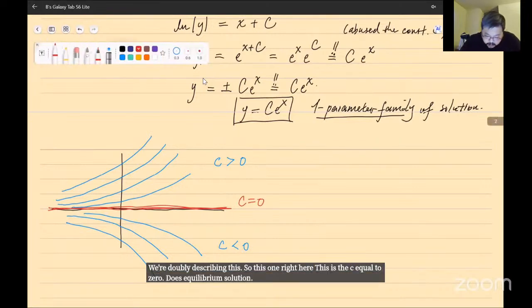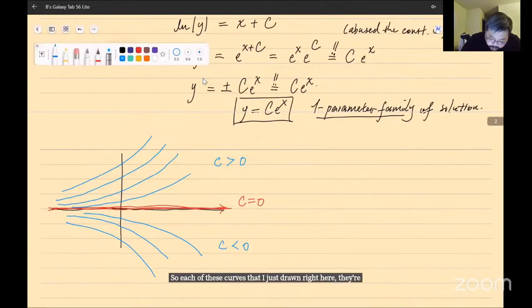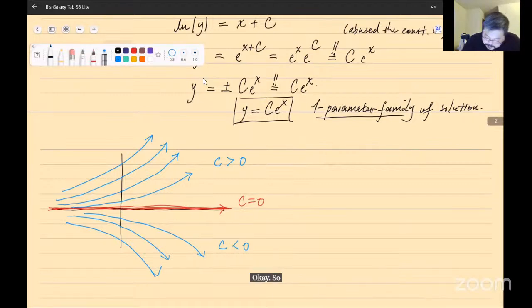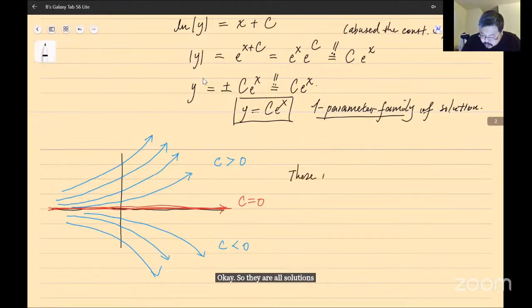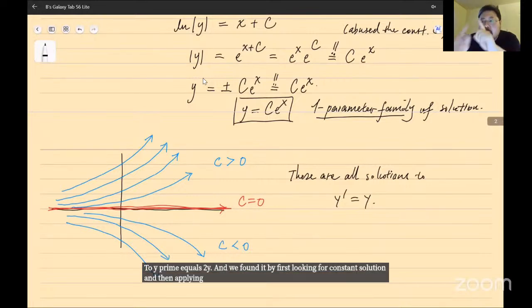So each of these curves that I just drew right here, they're all solutions to the same differential equation, y prime equals y, okay? So they are all solutions. These are all solutions to y prime equals y. And we found it by first looking for constant solution and then applying the method of separation of variables only because it's separable. Okay. Professor, I have a question.